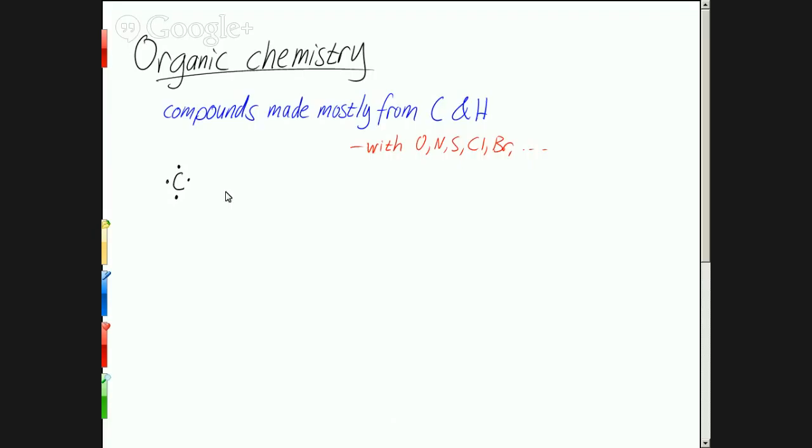Now the simplest organic compound is carbon bound to 4 hydrogens. So we take our carbon, we take 4 hydrogens with their 1 electron, and we make a compound that looks like this. And the name for this is methane.